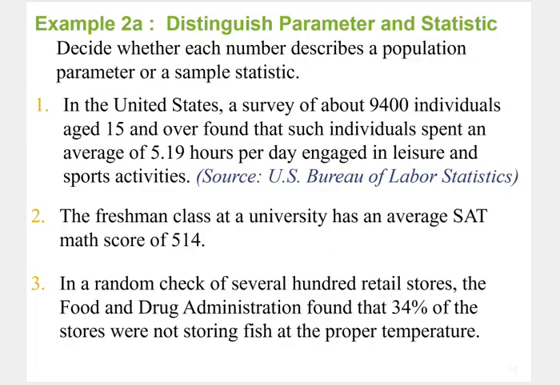All right, so I would like you to press pause for a moment, read each of these, and then tell me if you think this describes a population or a sample. All right, so number one. Number one is a sample because we have surveyed 9,400 individuals aged 15 and over. Not every single one of them. Okay, so the population would have been, if we surveyed every person 15 or over in the United States, that's a lot of people. So they only took a sample.